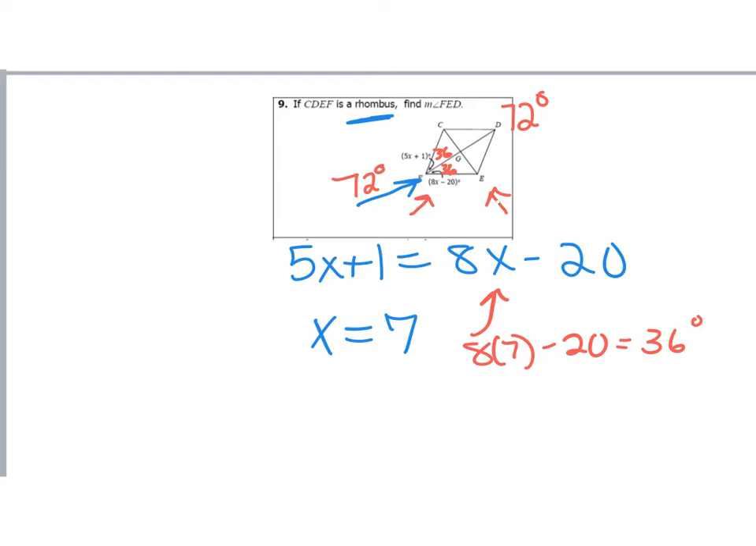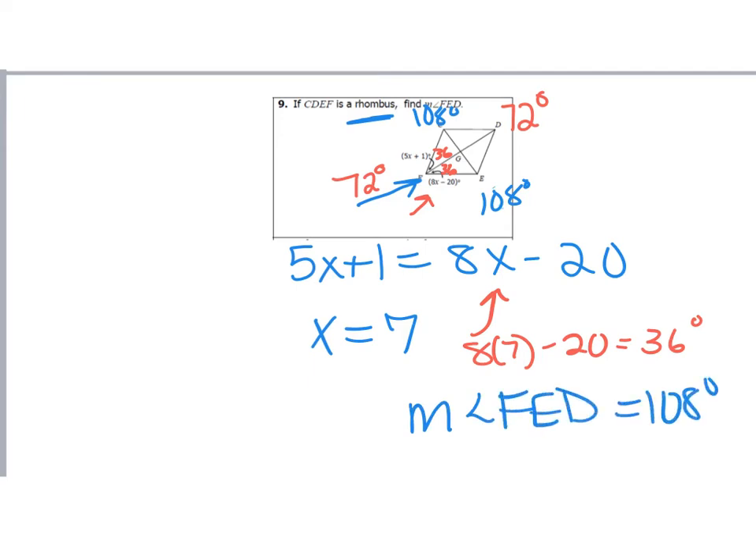We also know that the angle right next to it is going to be supplementary. So if that angle is 72, then this entire angle is 108, and this entire angle over here is 108 degrees. So the measure of angle FED is 108 degrees.